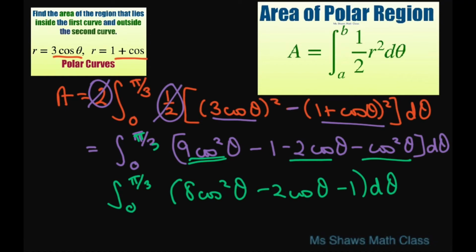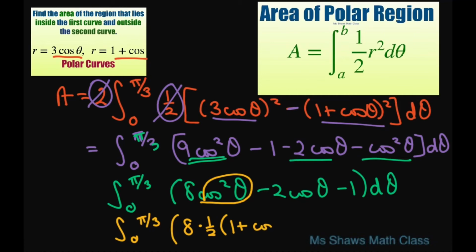As usual with integration, when we have a square like this, it's best to use your identity. Let's write the integral from 0 to pi divided by 3, and we're going to write this as 8 times 1/2 times 1 plus cosine of 2 theta, and then we're going to have minus 2 cosine of theta minus 1 d theta. So all I did was simplify this using identities.